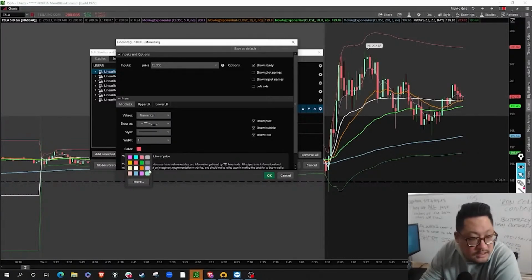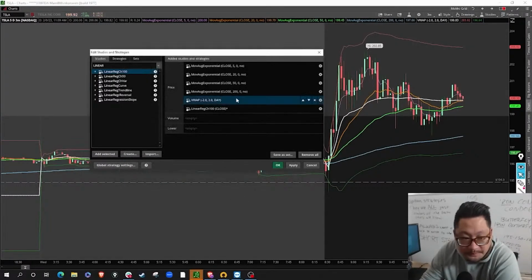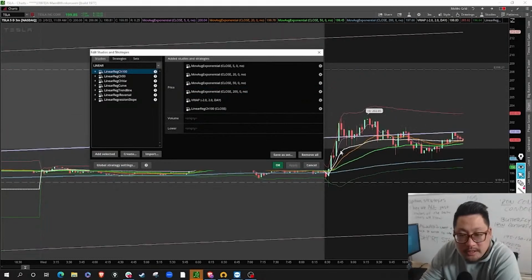We'll just pick this color right here. And again, I like the width to be a little bit thicker, and this is important. So now as we hit apply, you can see that we now have the linear regression at the very top here, and then you're going to notice this color here. I probably should change that. Let's make it stand out just a little bit more.